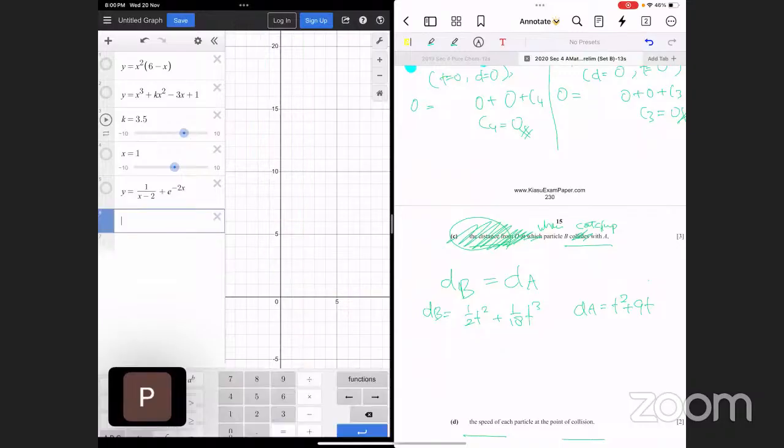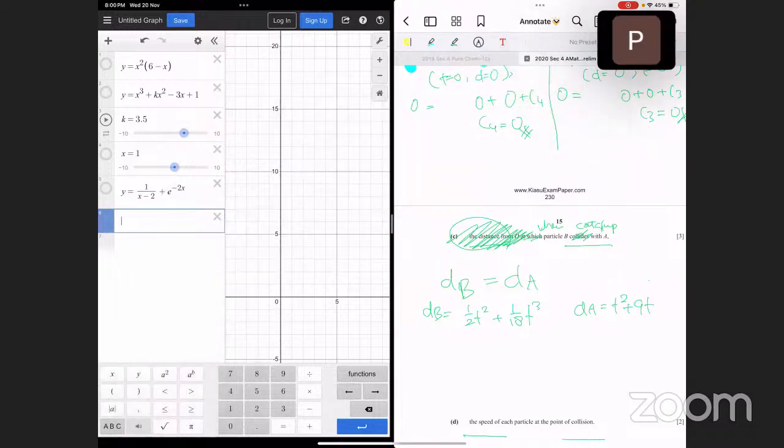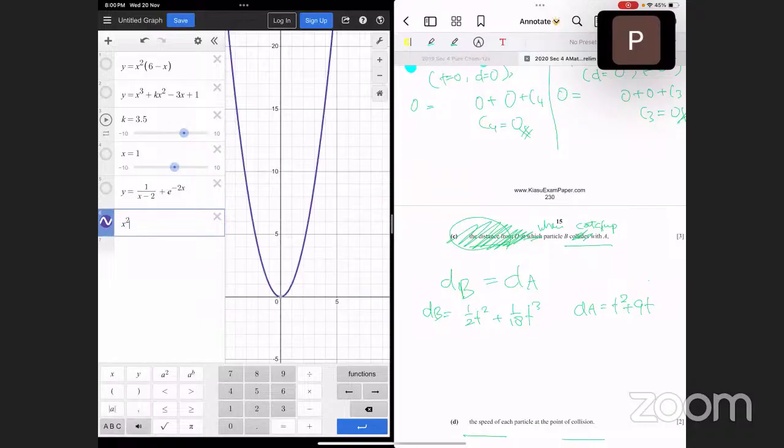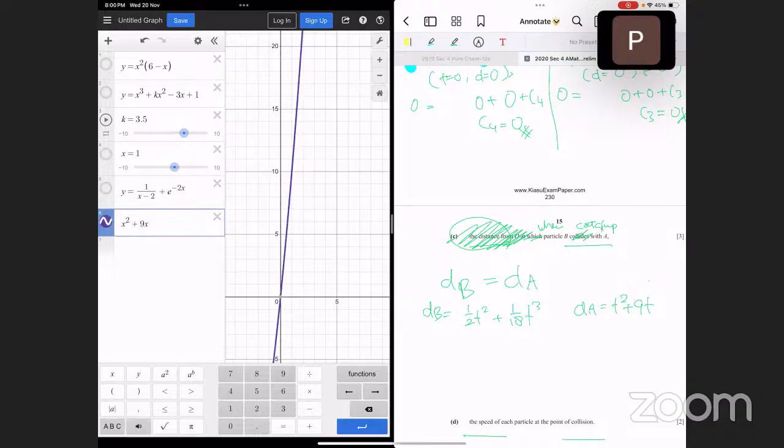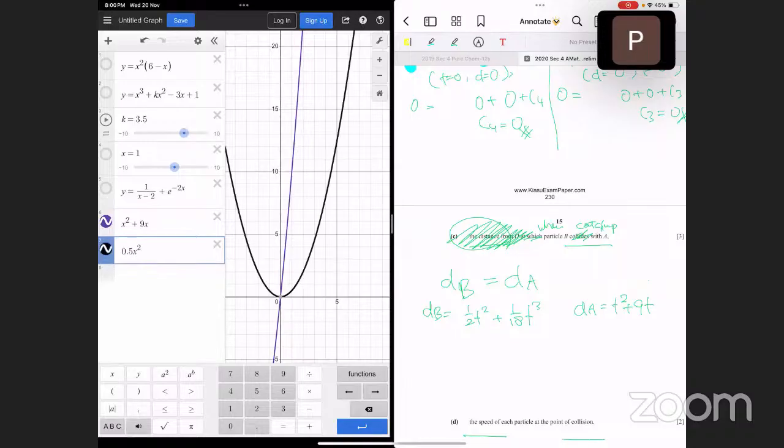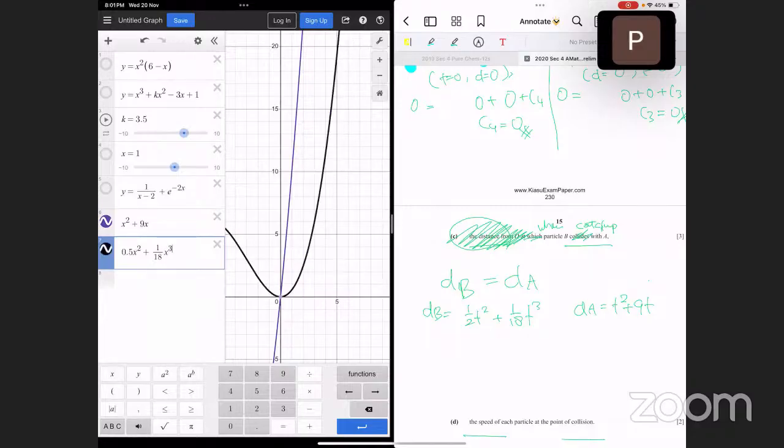All right. So now I'm going to give you particle A first, right? I'm going to do x squared because I cannot do t squared. So just imagine there is a t and x, right? And then I'm going to do the other guy. The other guy is 0.5 x squared plus, this is a bit more difficult, 1 divided by 18 x cubed, right?